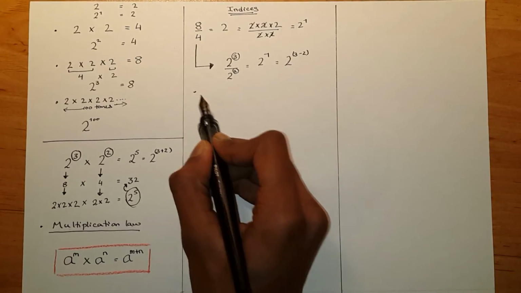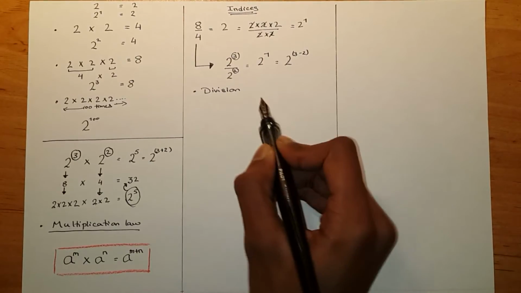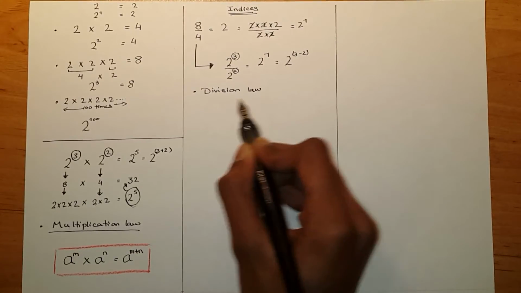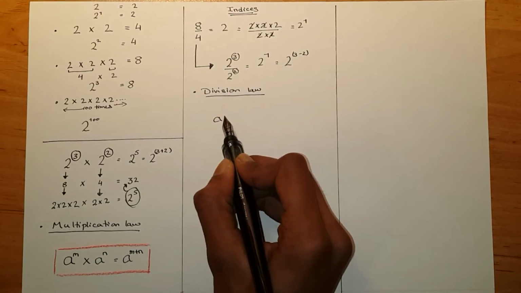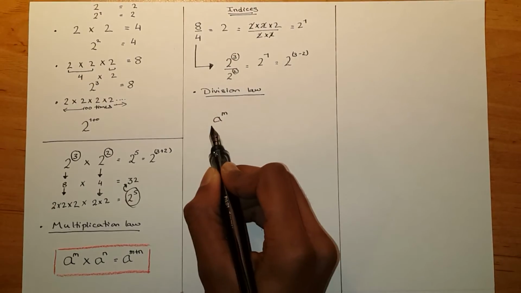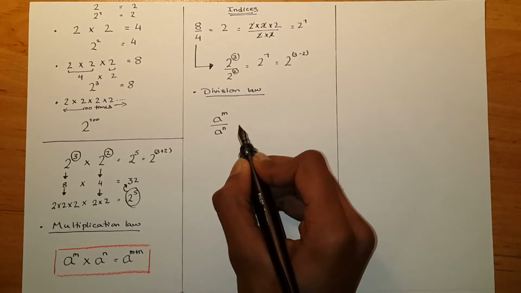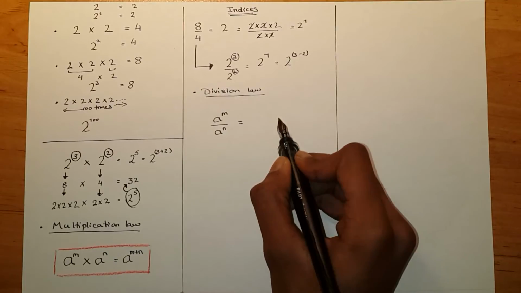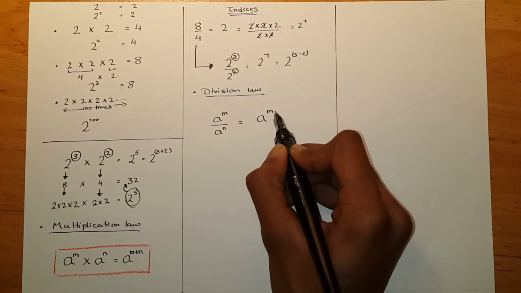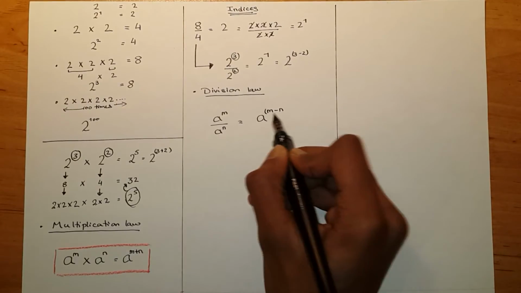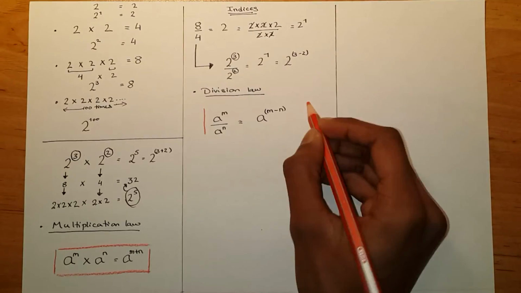From that, we can write something called the division law. Let's say you have a certain number a to the power of m divided by the same number a to the power of n, which would make us a to the power of m minus n. That gives us our second law.